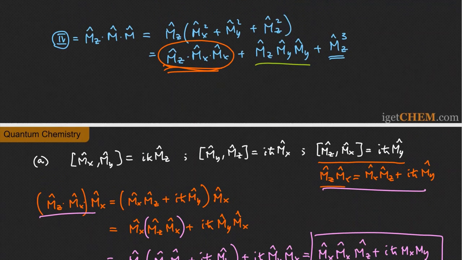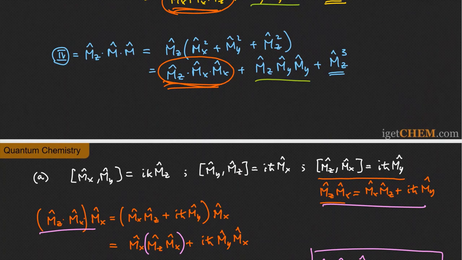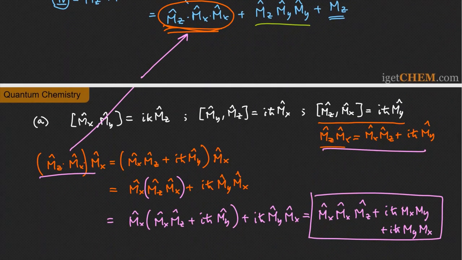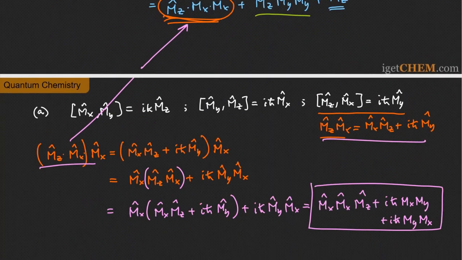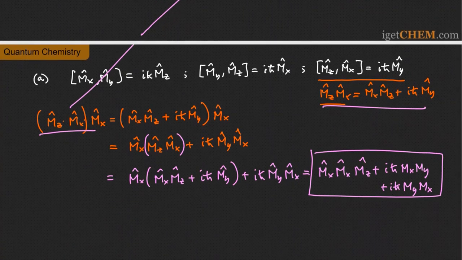Okay, so finally, we can put that back in. You see this term goes there. And so what we have is something like this. Now, if we compare that to the term we have in Roman numeral 3, we see that there is an mx, mx, mz, which is common with that term, mx, mx, mz. So if you take the difference between Roman numeral 3 and 4, that term will drop out. So the only term that remains is that one.